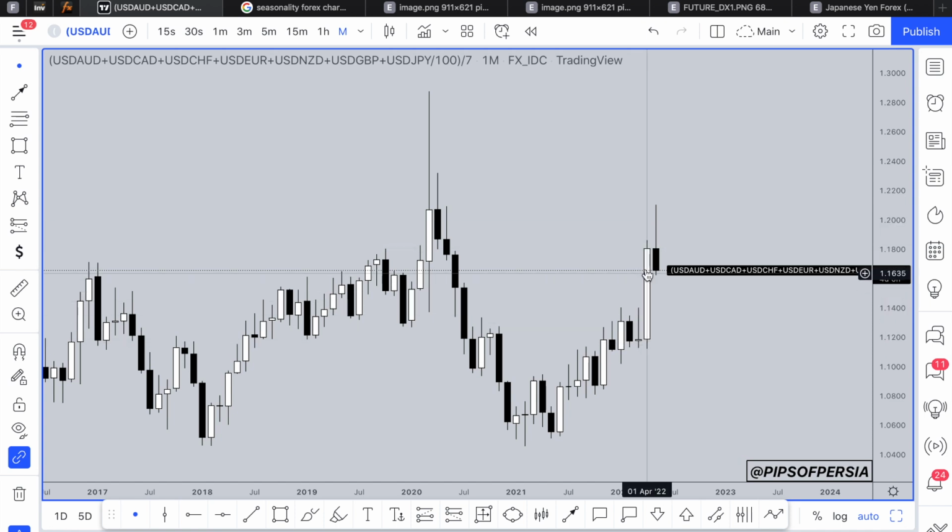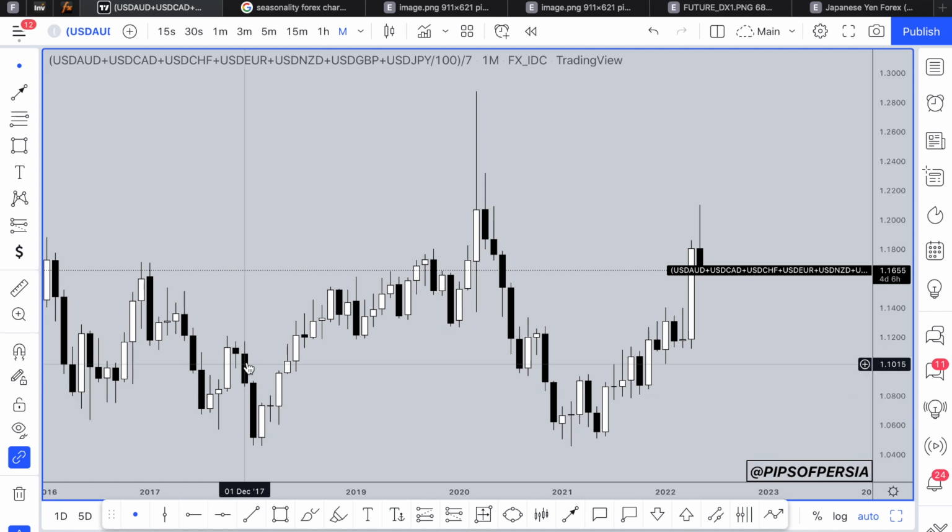April, bearish. Nope. December 21. Bearish, kind of yes. April, bearish, definitely yes. December 20, bearish, yes. April, bearish, yes. December 19, bearish, yes. April 19, bearish, no. December 18, bearish, no. April 18, bearish, also no. December 17, bearish, yes. April, bearish, no.